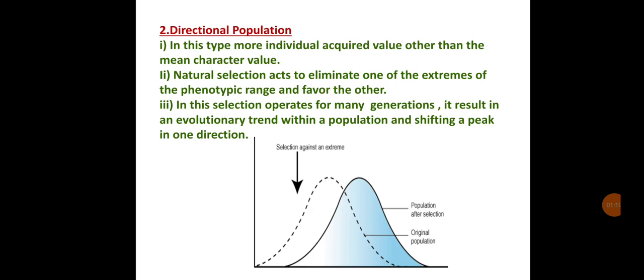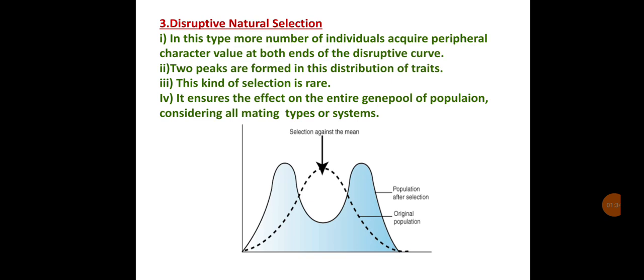Directional selection. In this type, more individuals acquire a value other than the mean character value. Natural selection acts to eliminate one extreme of the phenotypic range and favor the other. When this selection operates for many generations, it results in an evolutionary trend within a population, shifting the peak in one direction.